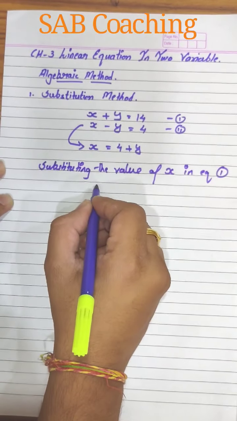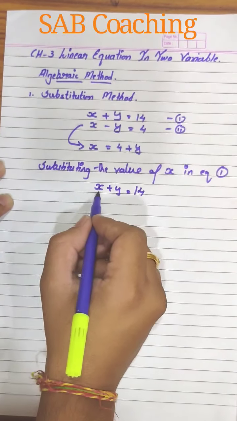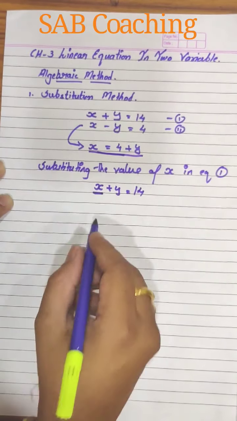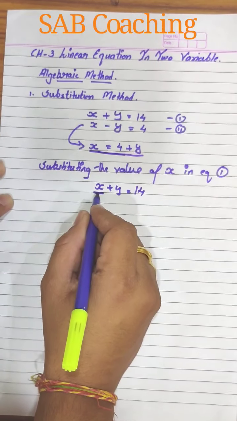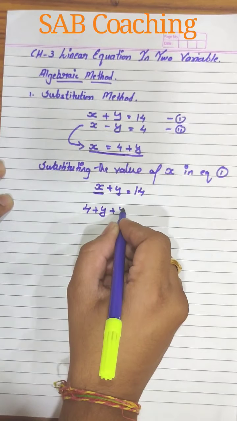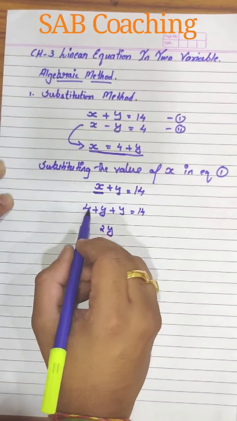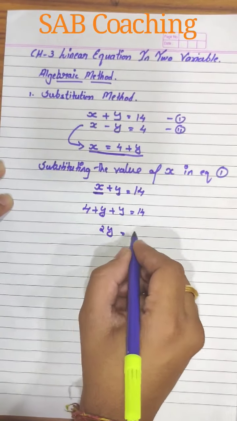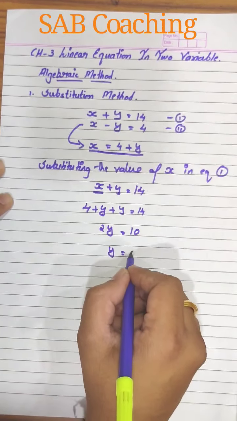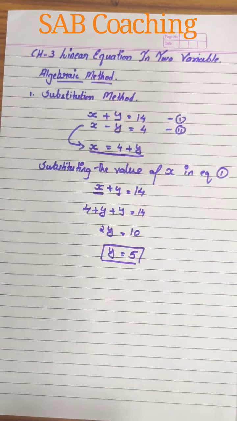So what is your equation number 1? That is x plus y equal to 14. So what is the value of x over here? What we have found, x is equal to 4 plus y. So that value we are going to place in place of this x, that is 4 plus y plus y equal to 14. y plus y is going to give you 2y. 4 when it is going to the right hand side, it will be 14 minus 4, that is equal to 10. So from here the y value you are going to get is 5. So now you have calculated the value of y, that is equal to 5.